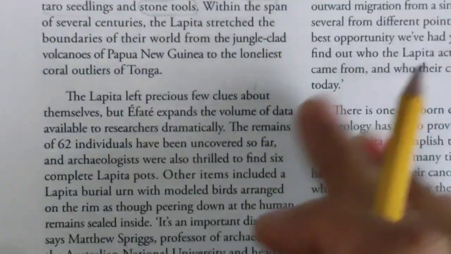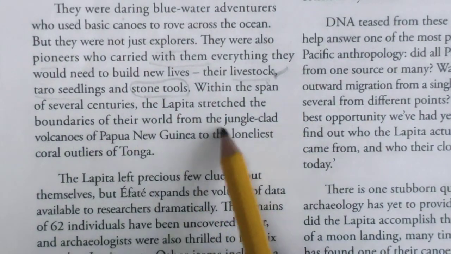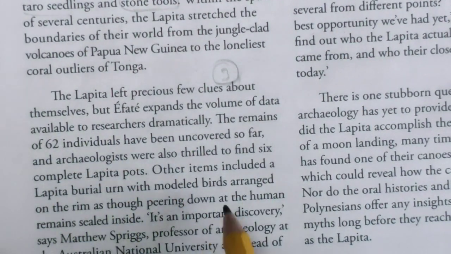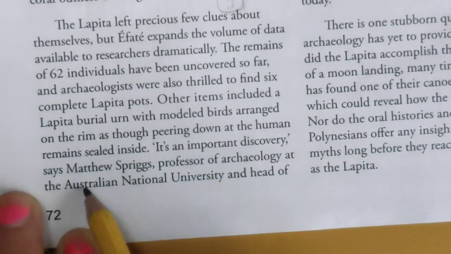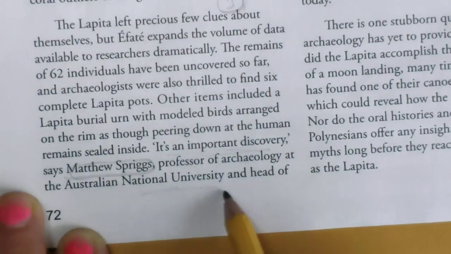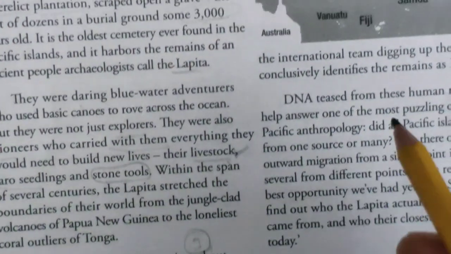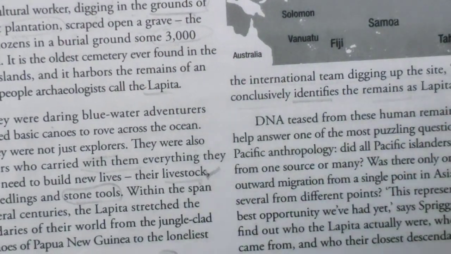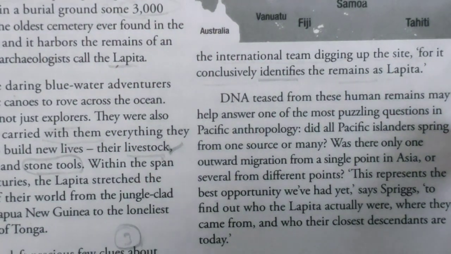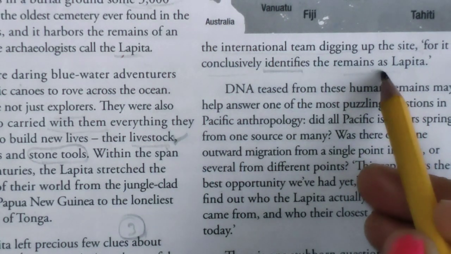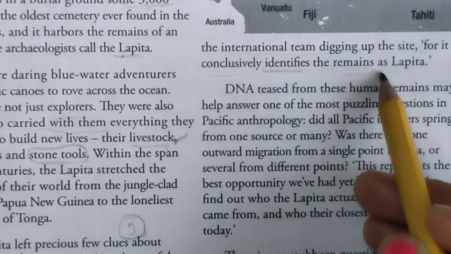Okay, so second paragraph almost we have done. Third paragraph is there. So next, let's look at the word first. Matthew Spriggs is here. It is an important discovery, what he is saying, of Australian. This name was also given. Head of the international team digging up the site, for it conclusively identifies the remains as Lapita. Okay, sorry. So what he finds, he identifies as Lapita. Okay, so Lapita.